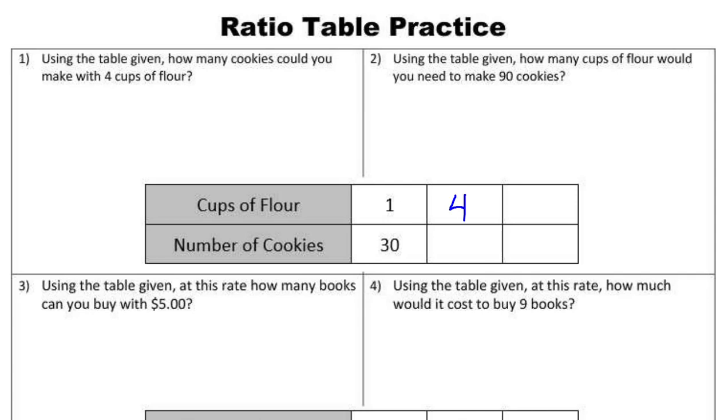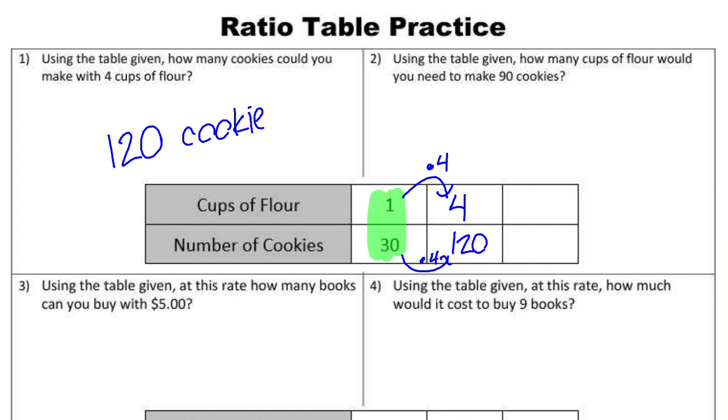You go back to that original ratio. It's already simplified because it has a numerator of 1, so I'm not going to worry about simplifying it. I can easily get from 1 to 4. I can multiply it by 4, and then I'm going to do 30 times 4, which gives me 120. So I can make 120 cookies. Yum. All right, I'm going to jump down to number... actually, go ahead and do number 2 real quick on your own.